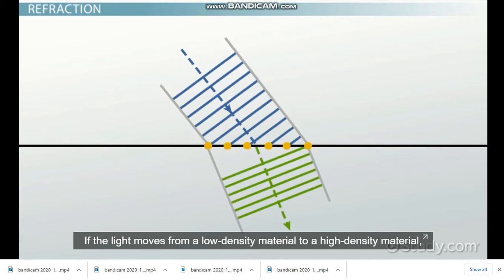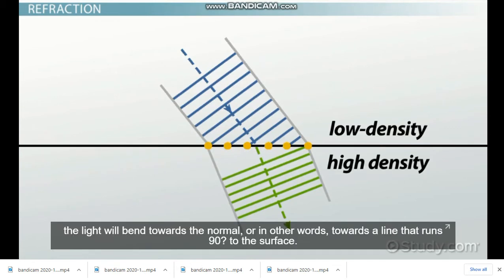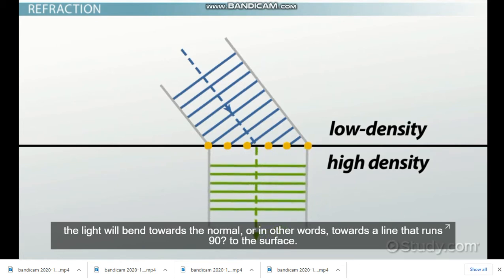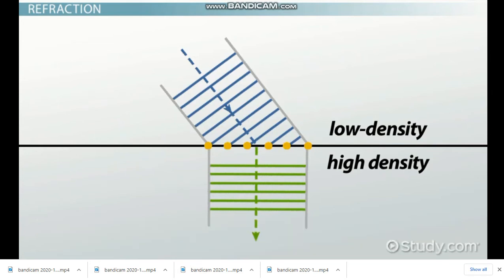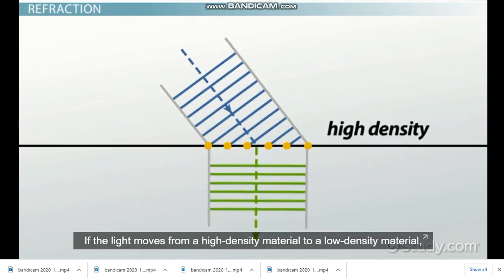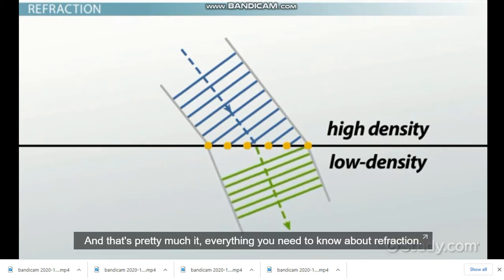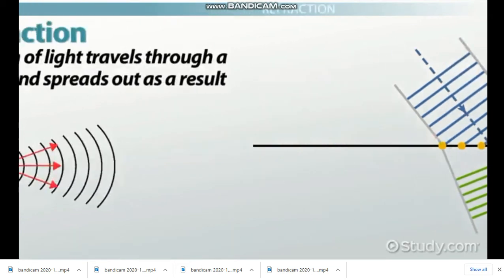If the light moves from a low-density material to a high-density material, the light will bend towards the normal, or in other words, towards a line that runs 90 degrees to the surface. If the light moves from a high-density material to a low-density material, the light will bend away from the normal. And that's pretty much it. Everything you need to know about refraction.